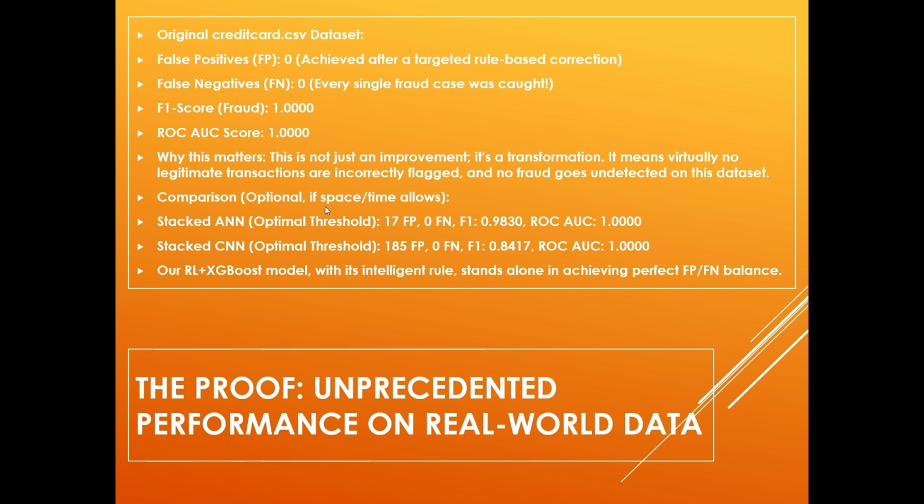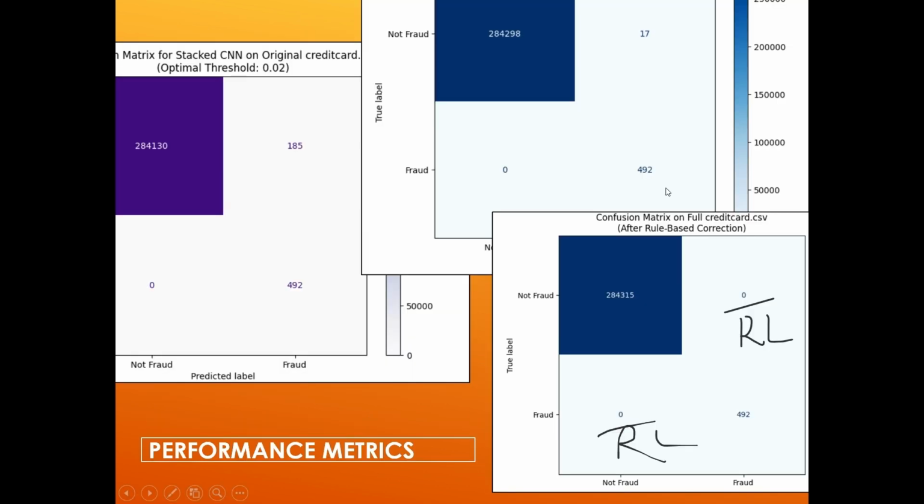So I will show this performance now of everyone in the production part also. But here also you can see, I have pasted the metrics, I mean the classification report. You can see here, 17. I showed you 17 false positives, zero false negatives for the stacked ANN model.